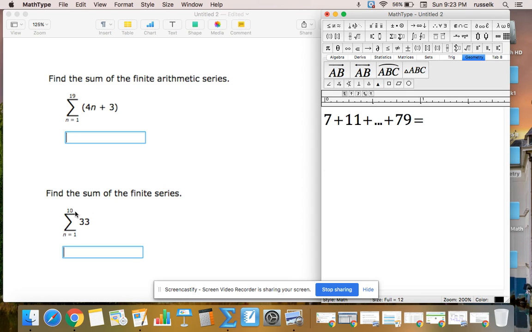Once again, be careful if they don't have a variable in it. You can only plug in 1 and get 33. Plug in 2, you get 33. Plug in 3, you'd get 33 all 10 times, so I'd have 10 33s. So this last one would be 330.